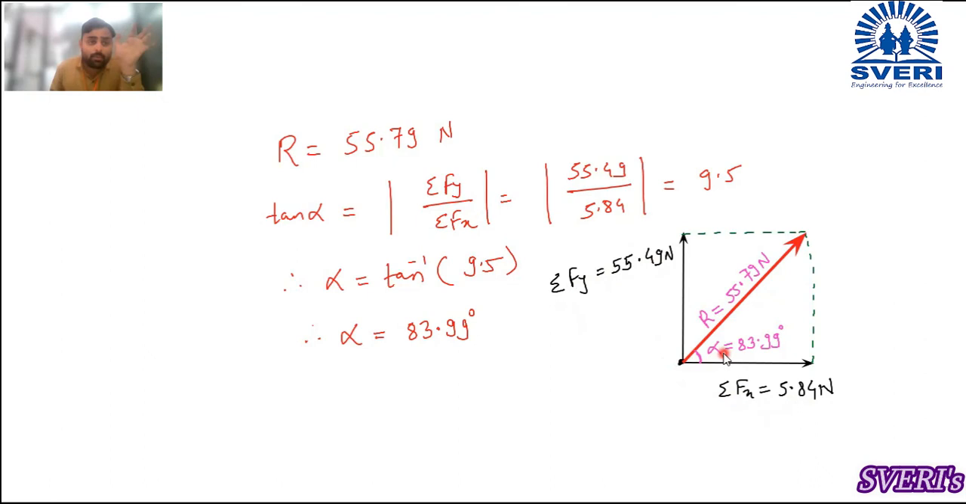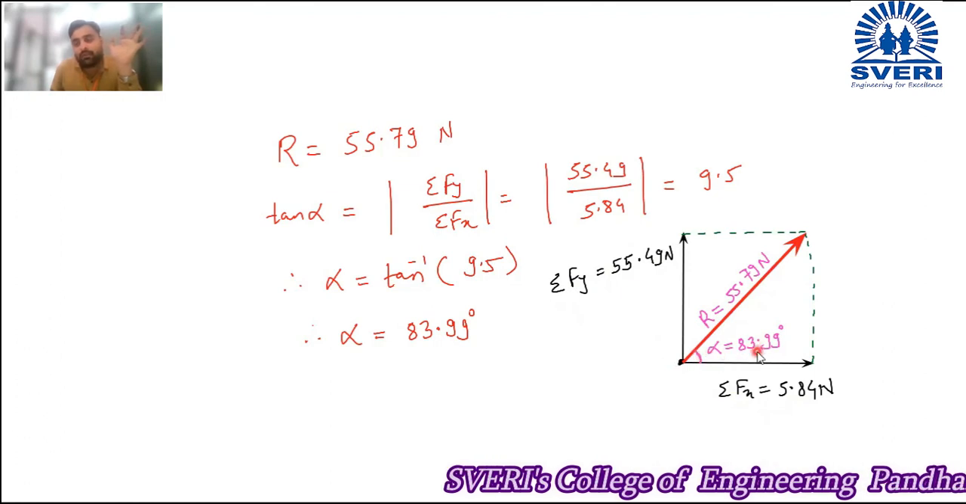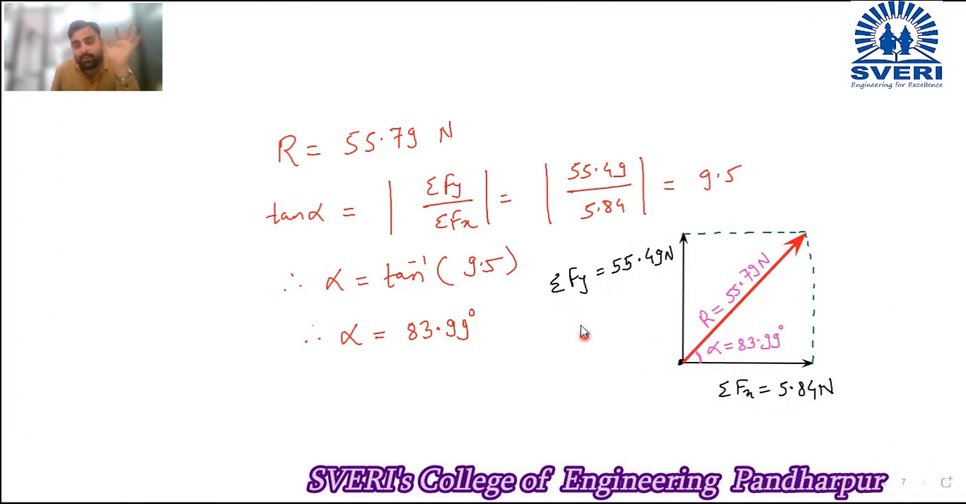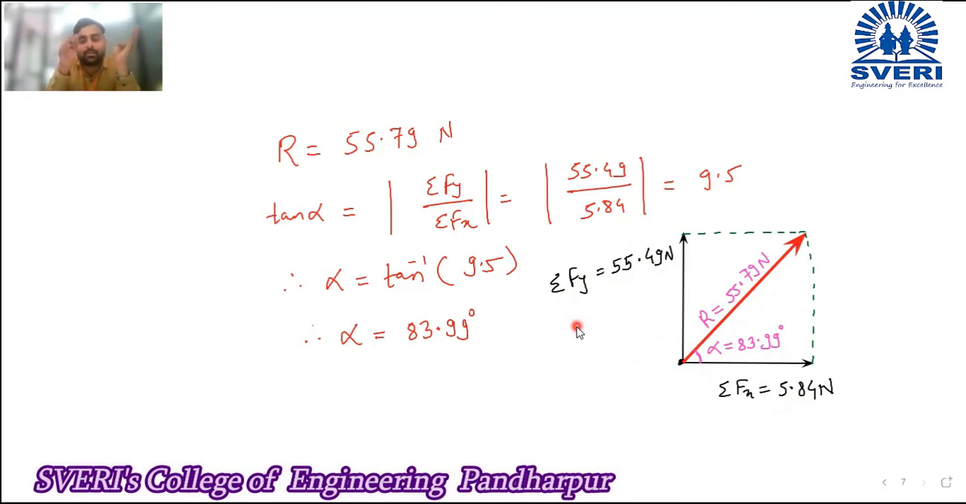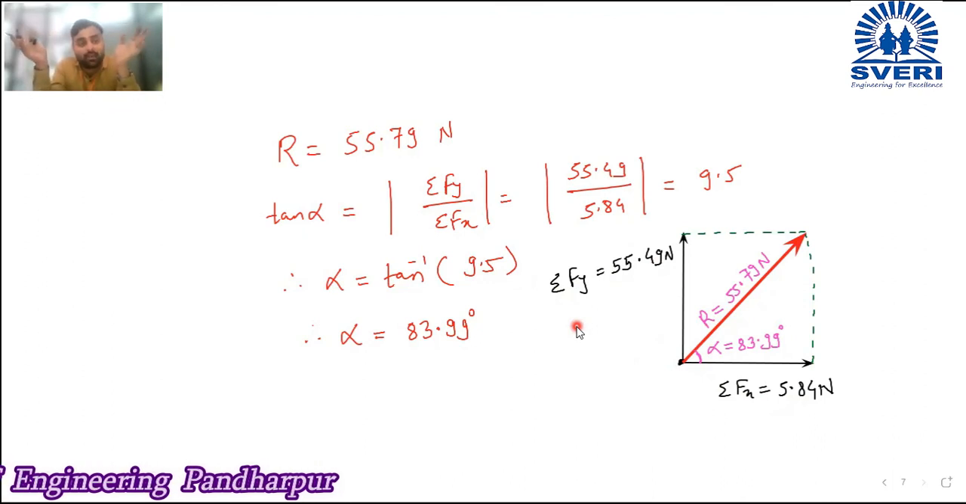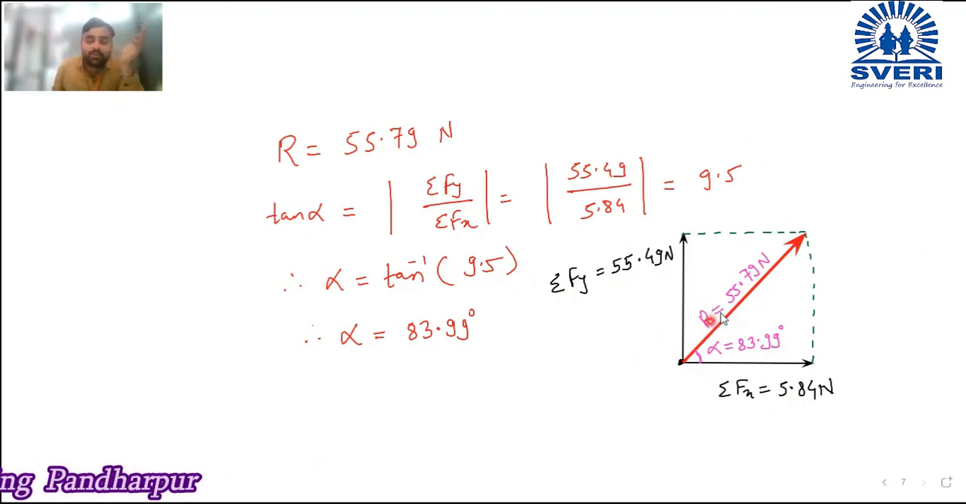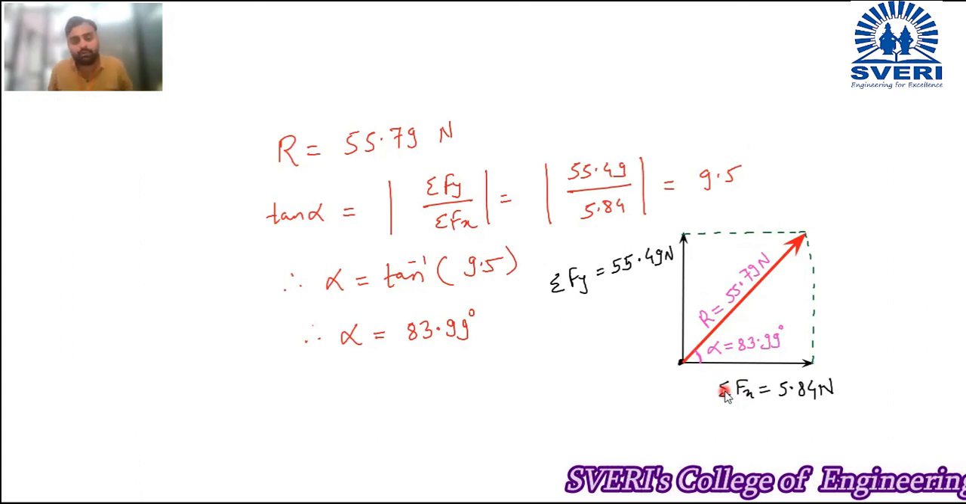But in some problems, they will give you the value of the resultant, and they will also give you the value of alpha, and they will ask you what is summation Fx and summation Fy. So in that case, you have to do the reverse calculation. Summation Fx is equal to R cos alpha, summation Fy is equal to R sin alpha, and from this value of R and alpha, you can find out Fx and Fy. So both the ways you should know. That is why I am telling you from both points of view.